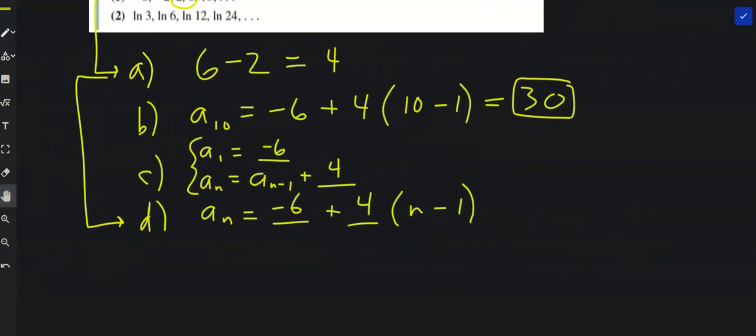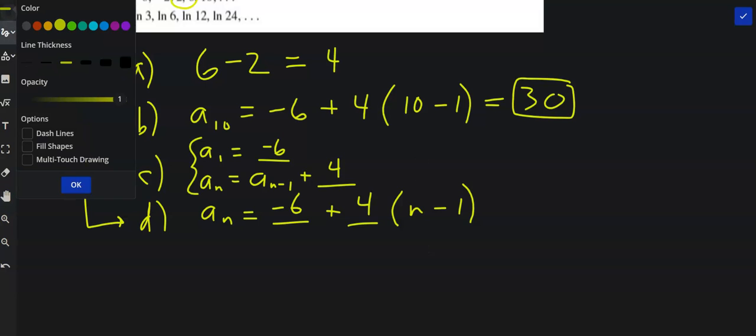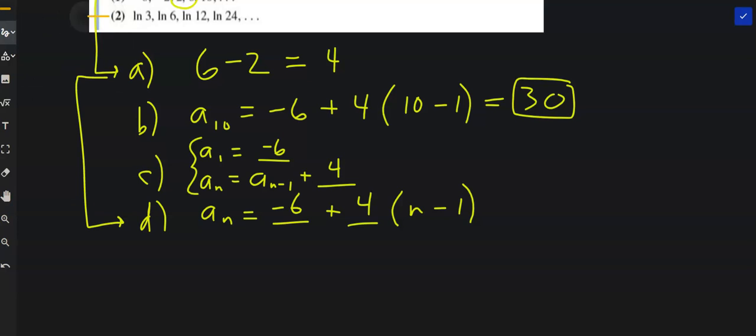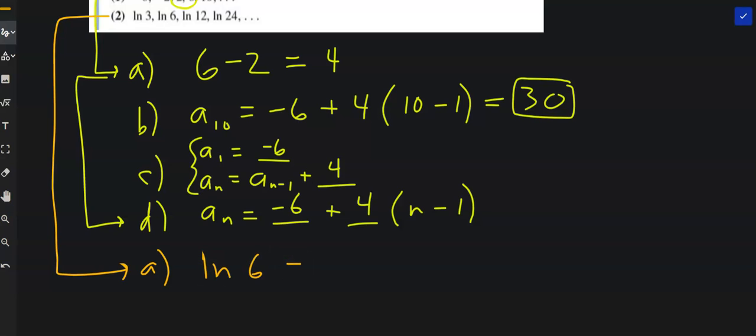Okay, so we're going to do the same thing this time, but with this next one, which is super duper cool. At least it is to me. How do we find the common difference between the terms? We've got the natural log of 3, the natural log of 6, the natural log of 12, and the natural log of 24. How do we find the common difference? Any term minus the previous one, right?